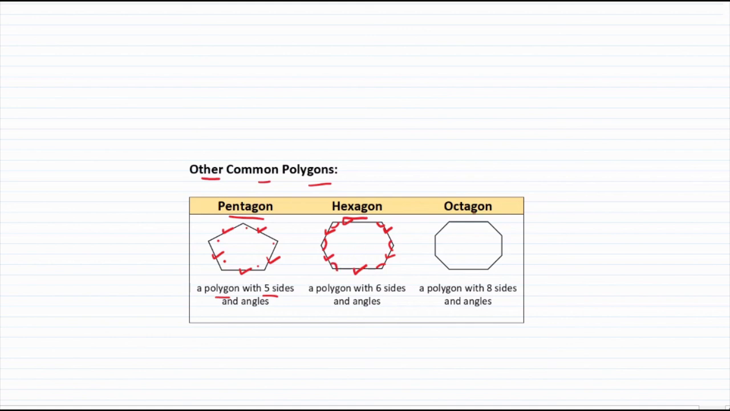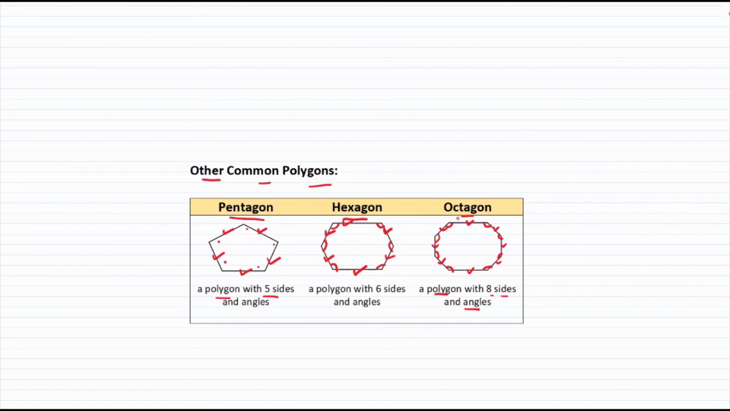And the last one is an octagon. An octagon is a polygon with 8 sides and angles. Let's count the angles first. 1, 2, 3, 4, 5, 6, 7, 8, and of course it has 8 sides. 1, 2, 3, 4, 5, 6, 7, 8. Now I will show you a flowchart of different types of quadrilaterals with their properties.